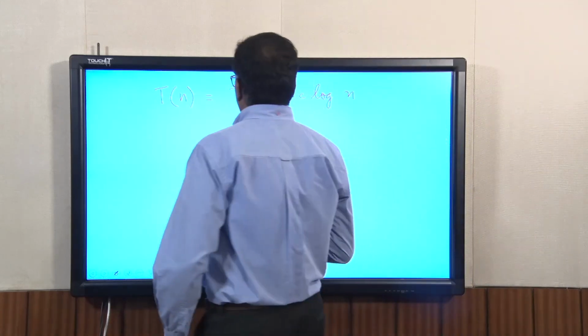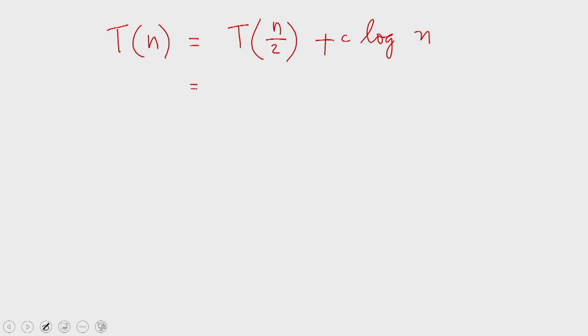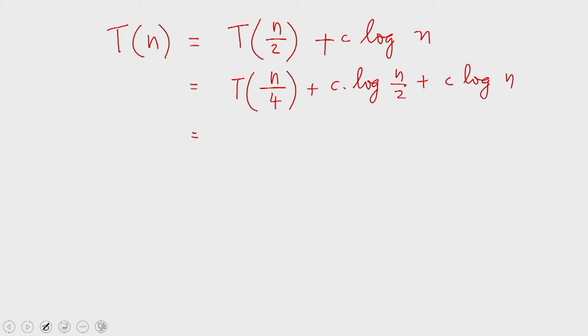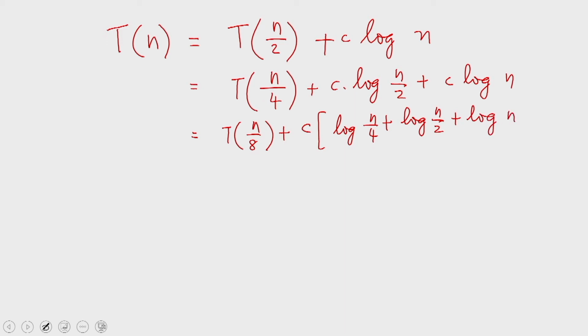So, let us see what is the solution for this recurrence relation. If you unroll the recurrence relation, we find that this is T of n by 4 plus C times log of n by 2 plus C times log of n. If we unroll once more, we get T of n by 8 plus C into log of n by 4 plus log of n by 2 plus log n. So, if you continue like this for k steps, the unrolled recurrence relation will look like this.